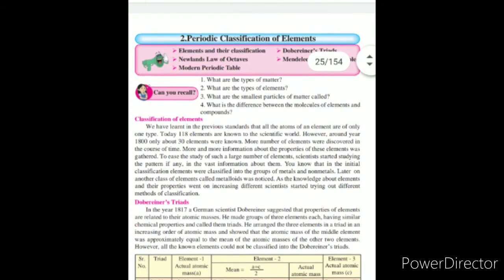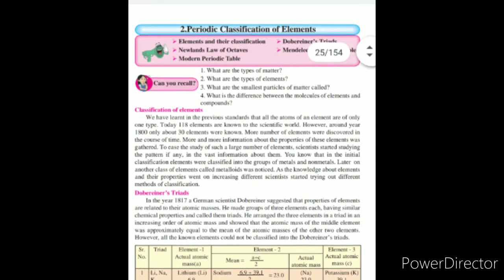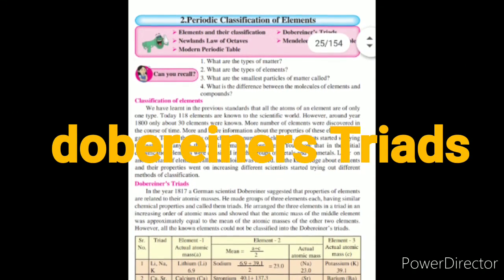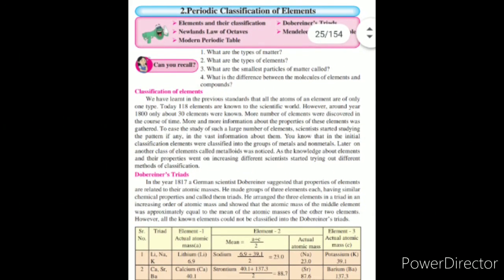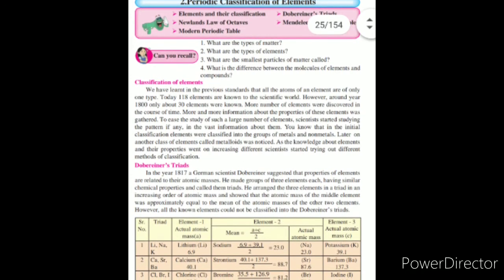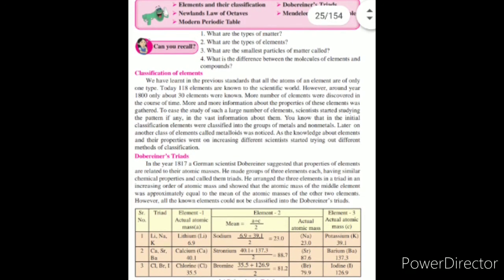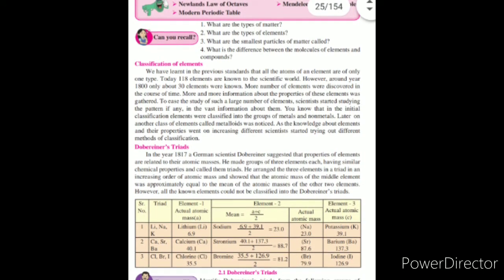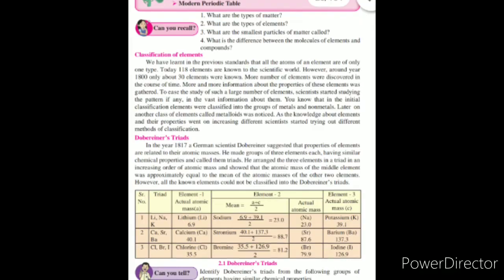Dobereiner's Triads. In 1829, he made groups of three elements, each having similar chemical properties, and called them triads. He arranged the three elements in a triad in increasing order of atomic mass and showed that the atomic mass of the middle element was approximately equal to the mean of the atomic masses of the other two. He gave the example of lithium, sodium and potassium. The atomic mass of sodium is the mean of the other two elements.